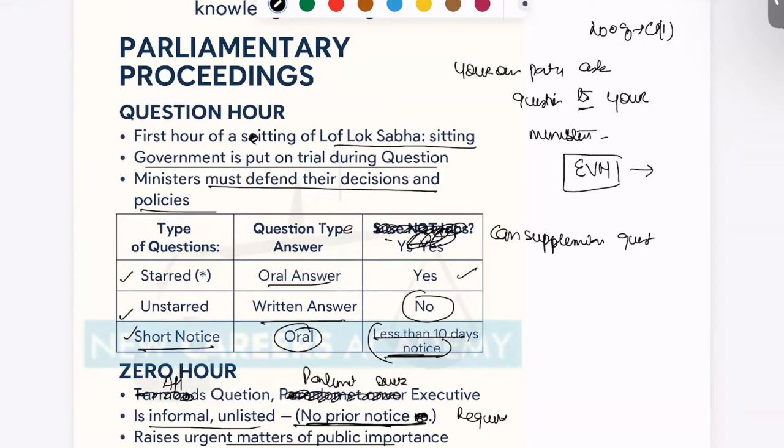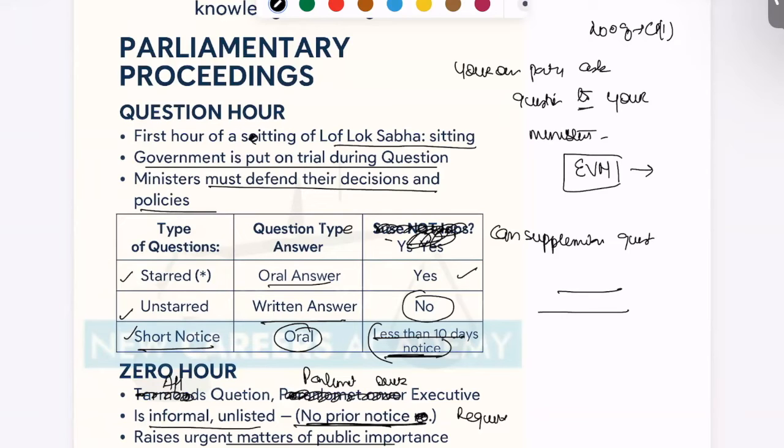If I'm an MP from Chandigarh, I ask, what is the progress of providing more Vande Bharat trains in Chandigarh? How many trains are coming? He says right now one is coming. I ask, when do we expect this train to be done? That is what I mean by a starred question. An unstarred question is where I give a written question and he gives me a written answer. No follow up. Short notice is an oral question, but it has to be given 10 days' notice.